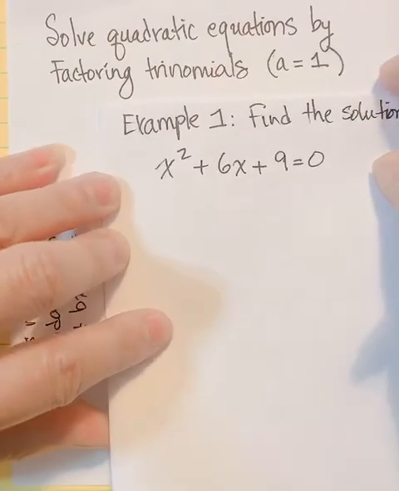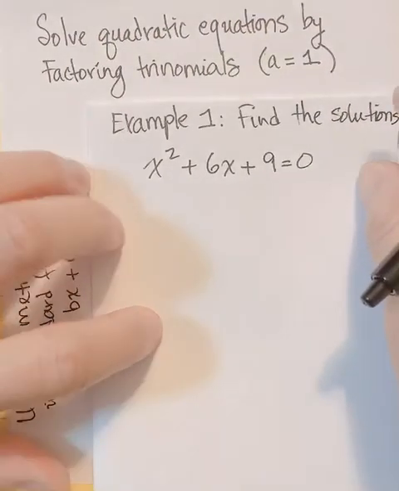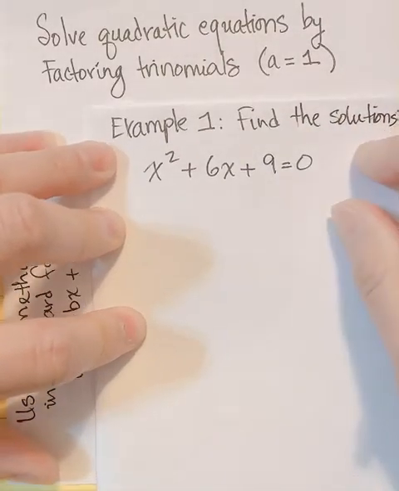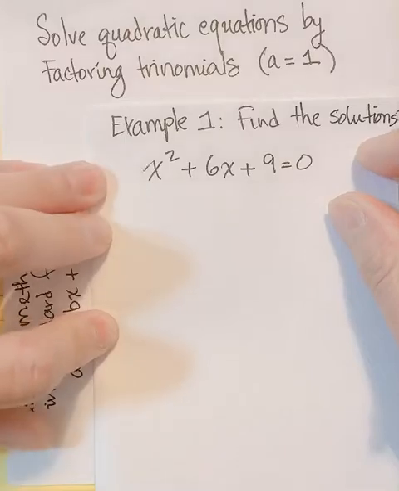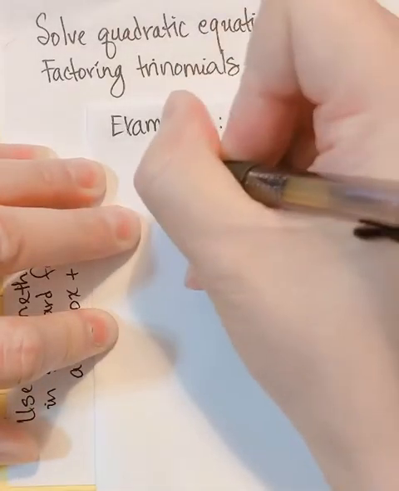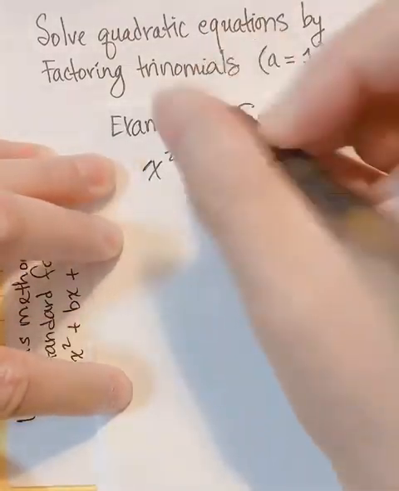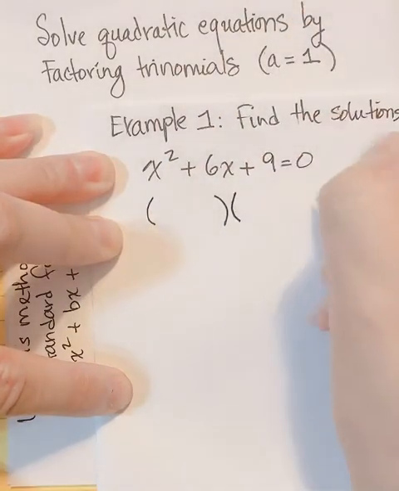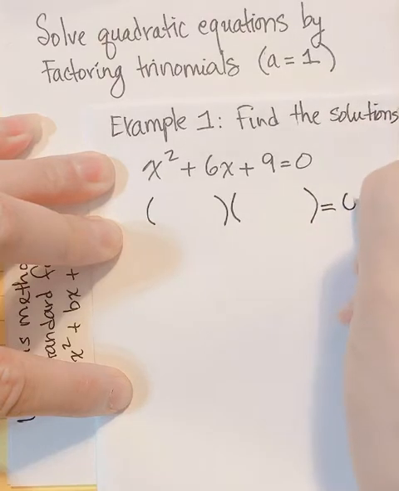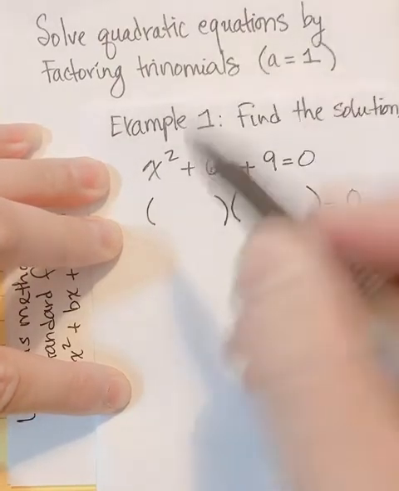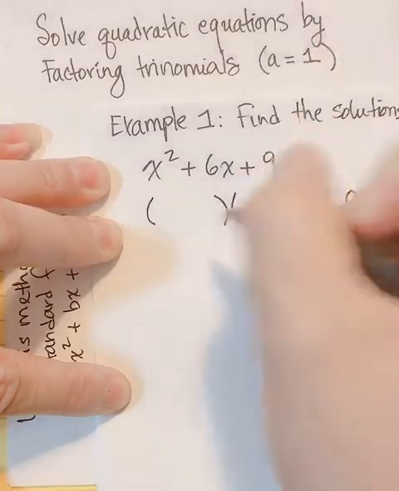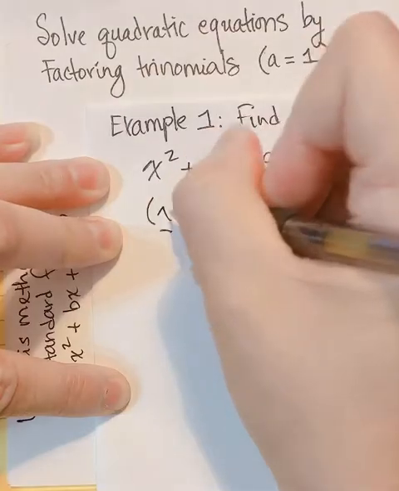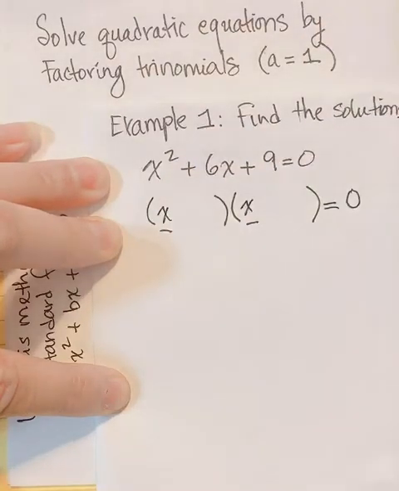So let's do this first example here. The direction says find the solutions. Remember, find the solution means get x by itself to equal some value. So we're supposed to factor this. Whenever you're factoring a trinomial, you're always going to end up with two factors that are binomials, and that's equal to 0. So you ask yourself, what are the first two things in each of these binomials I'm going to multiply to give me x squared? Well, it's always going to be x and x.